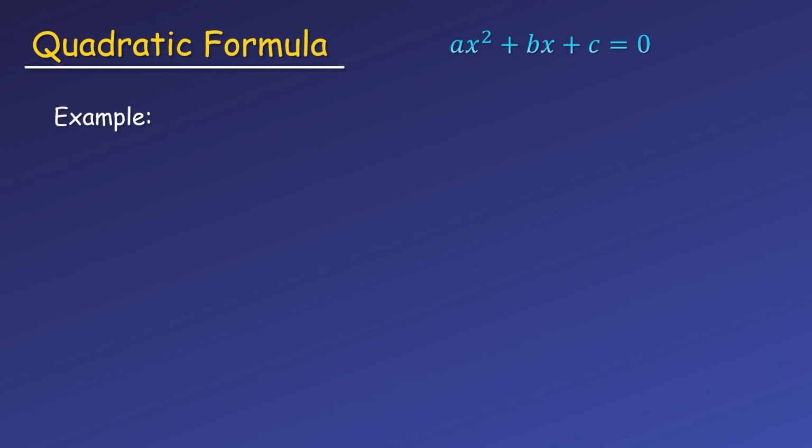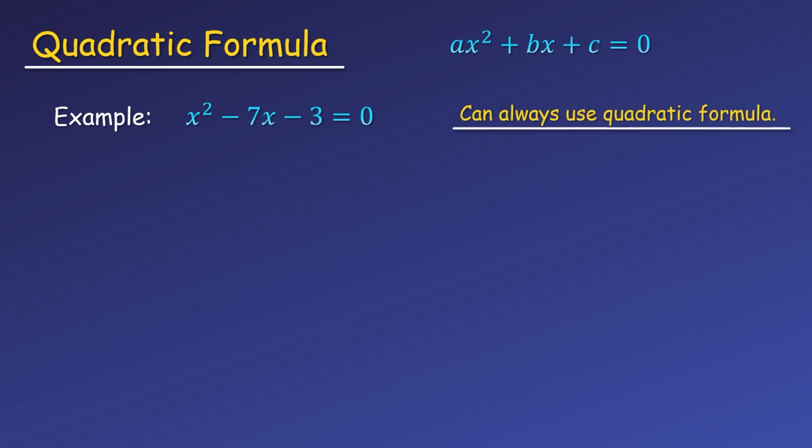The final method is using the quadratic formula. This method isn't difficult, but we need to stay organized. The powerful part of using the quadratic formula is that it always works. We could have used it for any of the previous examples we've done so far. We'll use the example x squared minus 7x minus 3 equals 0. First, we'll find a, b, and c. A is 1, b is minus 7, and c is minus 3.